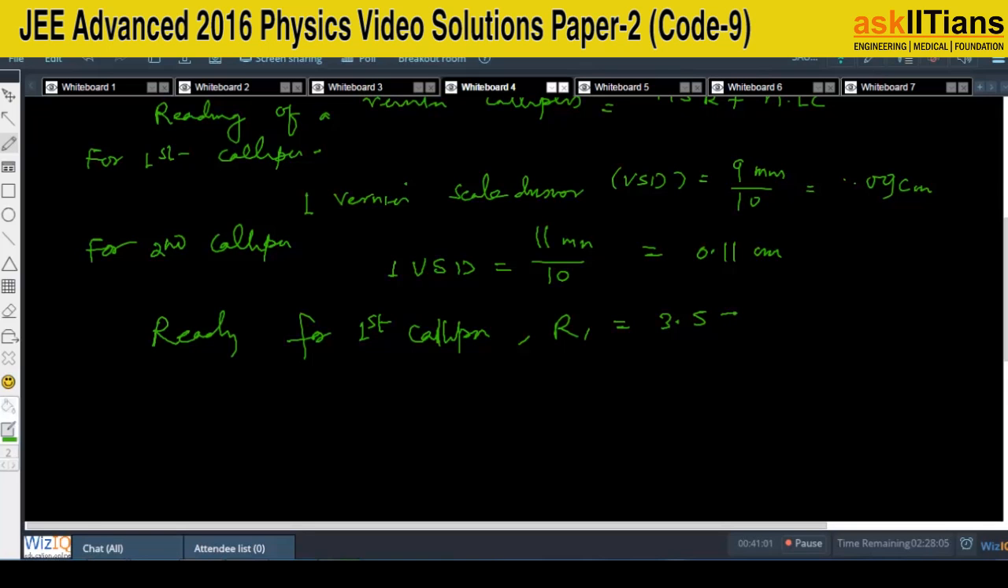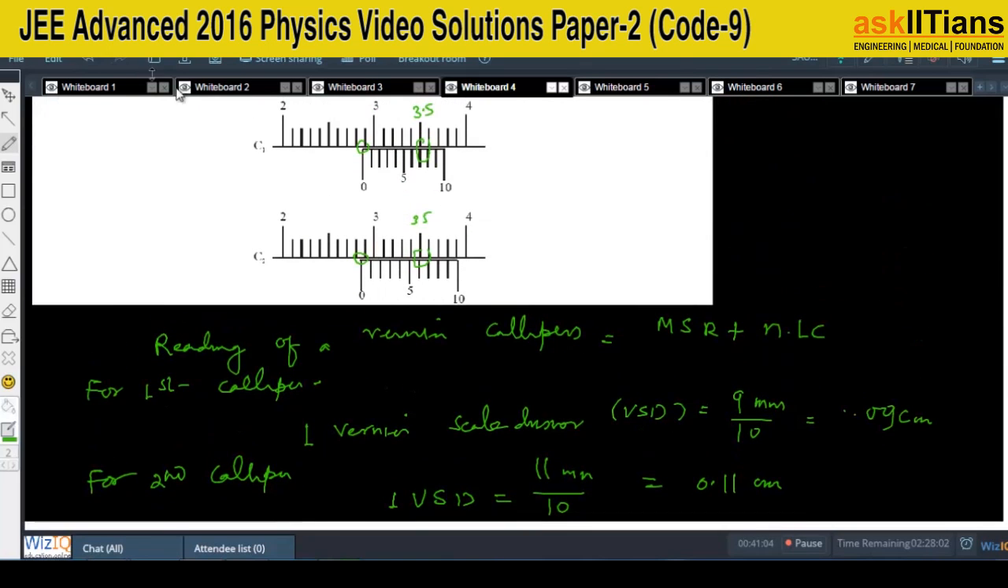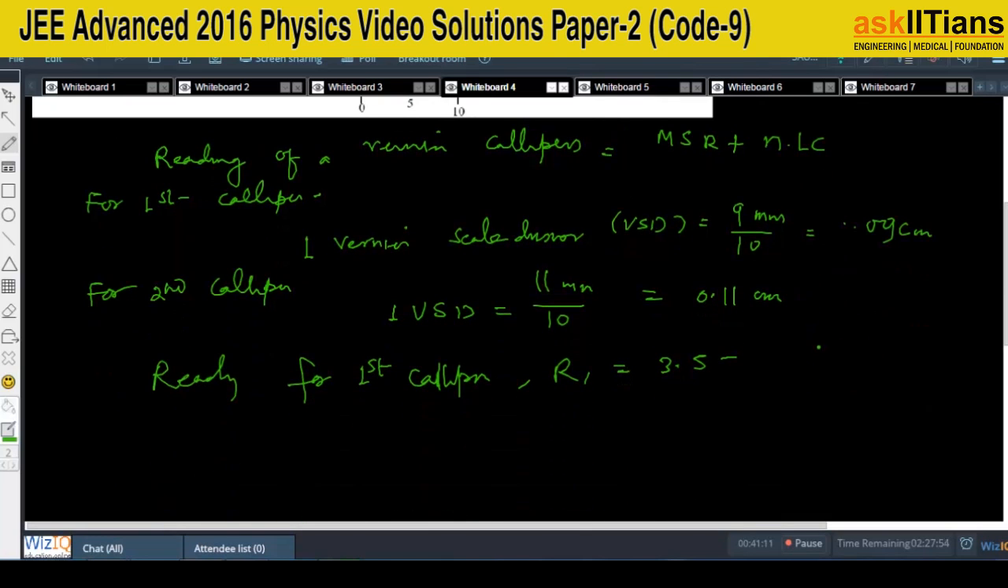So 3.5 minus, we are going to measure the value of this point. So we will count the values, that is 1, 2, 3, 4, 5, 6, 7. So it is 7 points lagging. So that should be 3.5 minus 7 into least count. So what is that? 0.09. Solving this, we got the answer 2.87 for scale 1. Similarly for the second, the reading for the second caliper is equal to 3.5 minus 7 into 0.11, and solving this we got 2.83 centimeter.